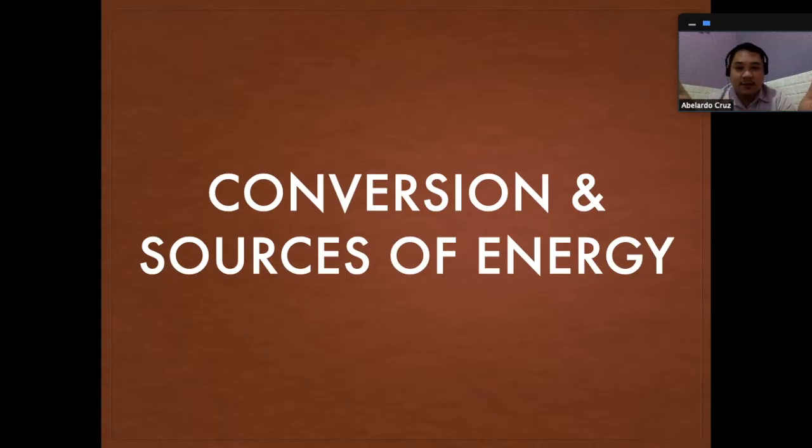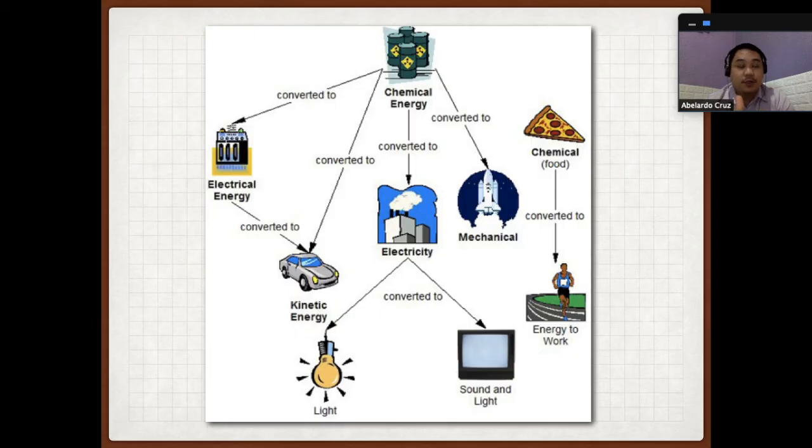So let's discuss now conversion and sources of energy. We all know that we have different kinds of energy, usually in the form of chemical energy, such as energy in the batteries, as well as energy coming from food. And when we eat that food, we can use that ATP to move. Okay?